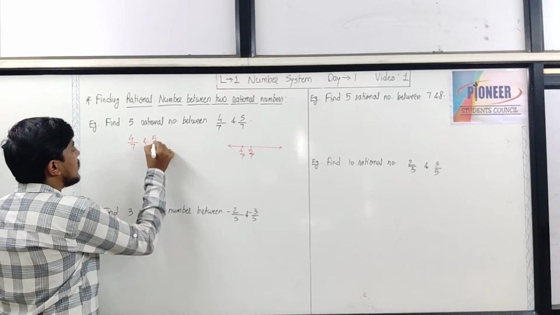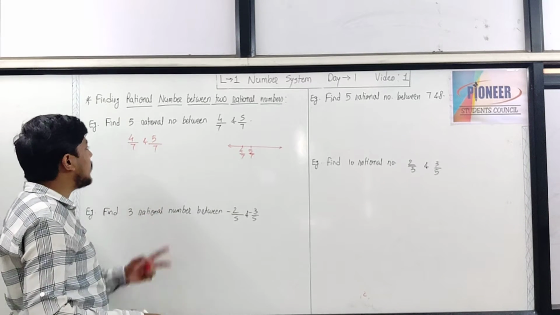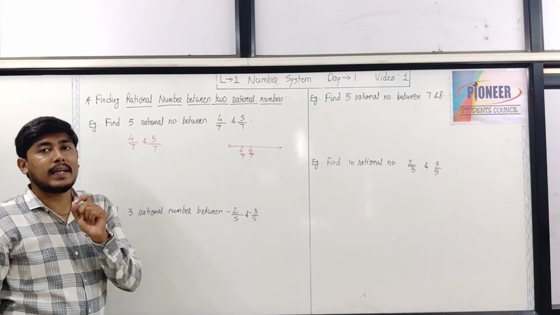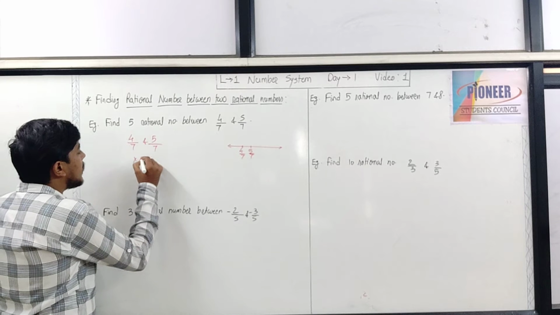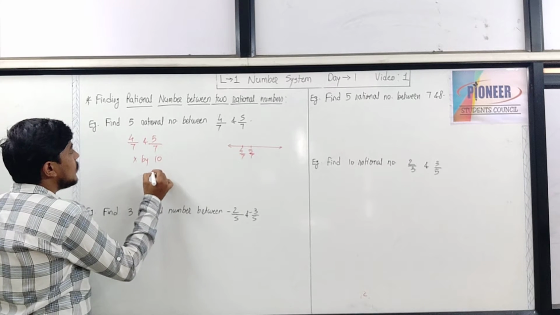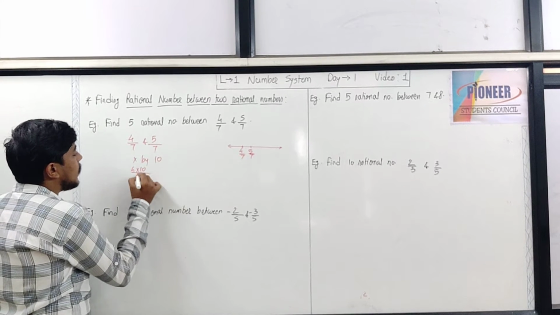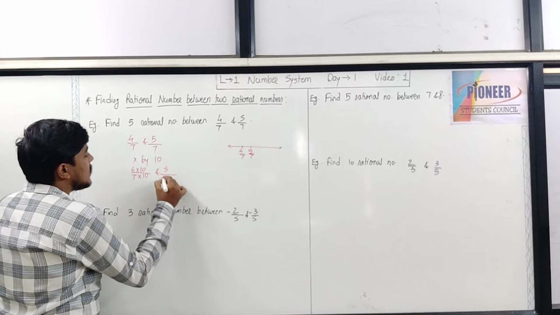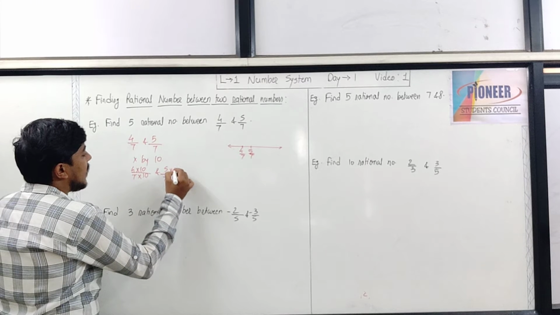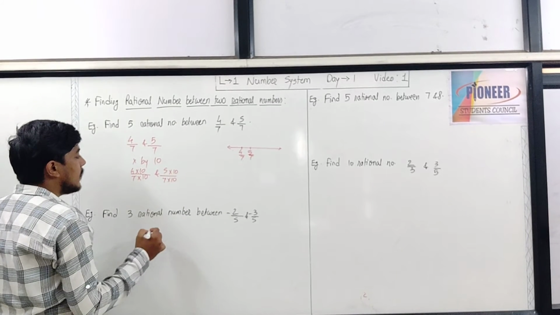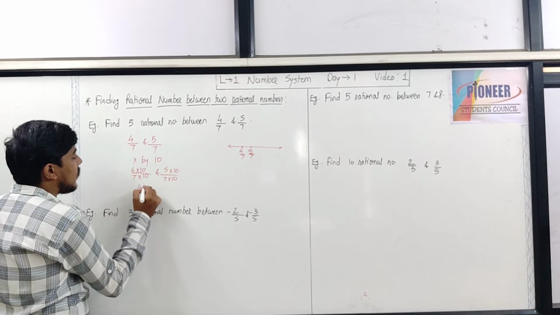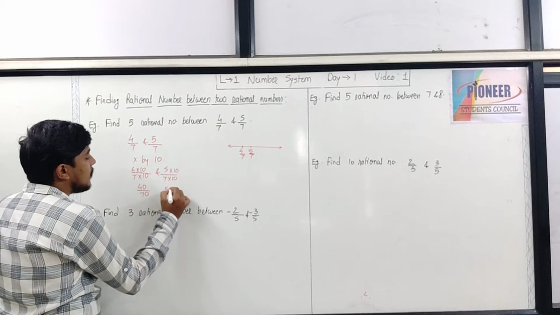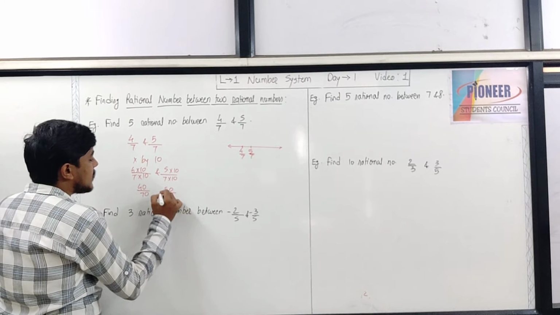See, 4/7 and 5/7, let's multiply the numerator and denominator of both numbers by 10. Multiply by 10. So 4 into 10 upon 7 into 10. And in the second number also, 5 into 10 upon 7 into 10. Right? Now 4 into 10 becomes 40, 7 into 10 becomes 70, 5 into 10 becomes 50, and 7 into 10 becomes 70.